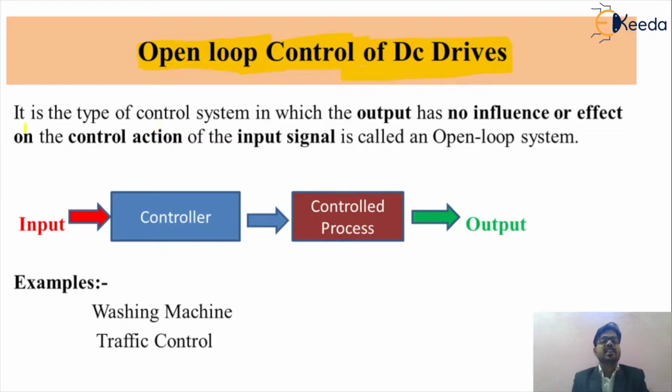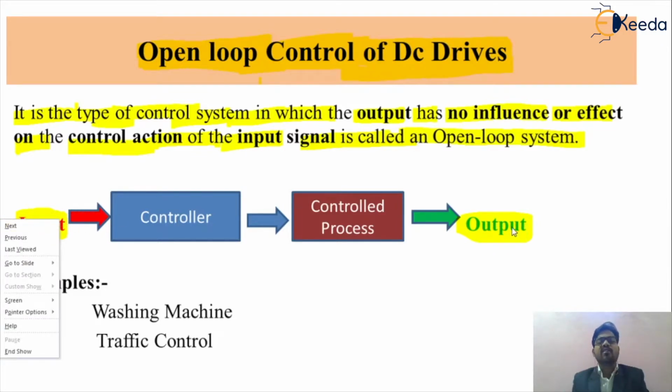Now we will study in detail what we mean by open loop control of your DC drive. Basically, in this type of control system, the output has no influence or effect on the control action of the input signal. This is called an open loop system. Friends, it is a very simple definition. In an open loop control system, the output of your system has no influence on the controlling action of your input signal. Means the output is totally independent of your input.